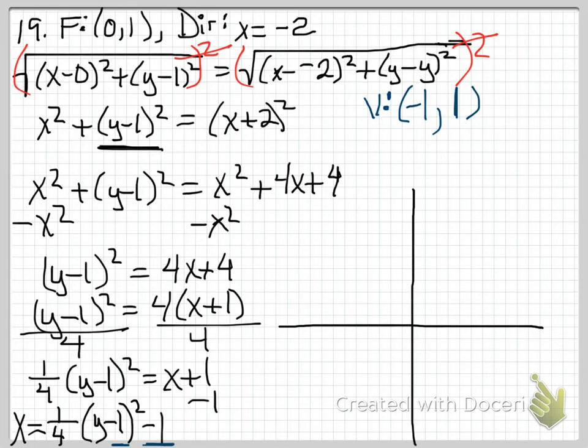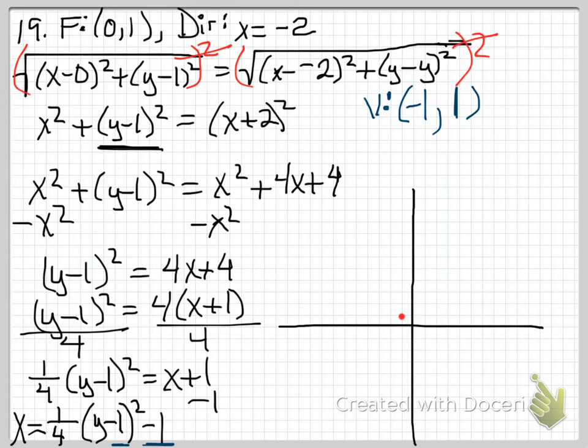Now, my vertex. We determined that the h was negative 1. Remember, h and k are switched because this is horizontal, not vertical. Okay, so my negative 1 is my h. That's the x in my vertex. And 1 is my k. Positive 1 is my k. So that is my y in my vertex. So negative 1, 1 is my vertex.